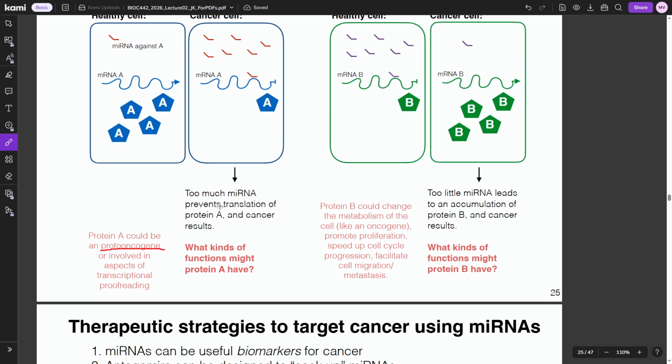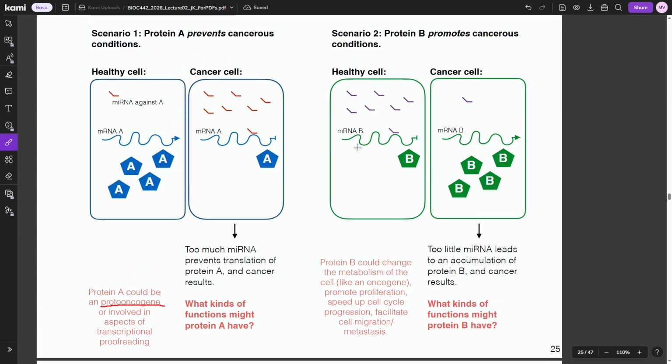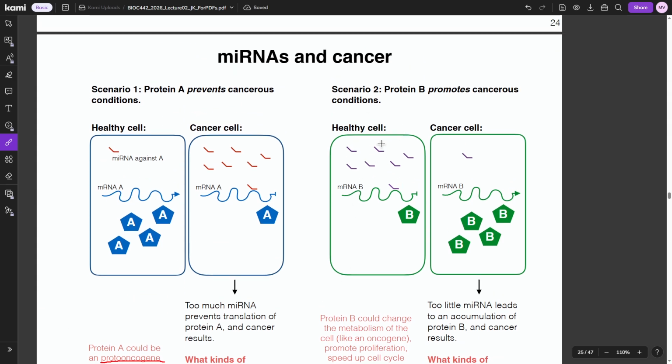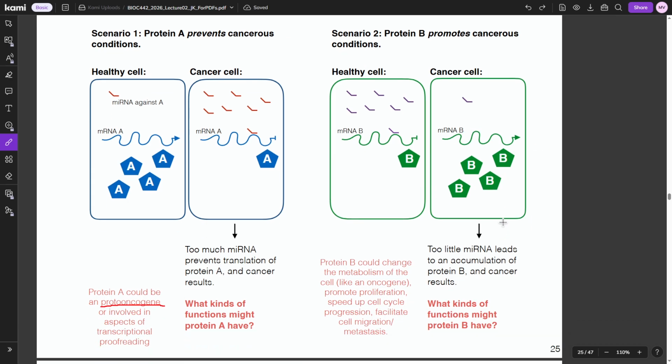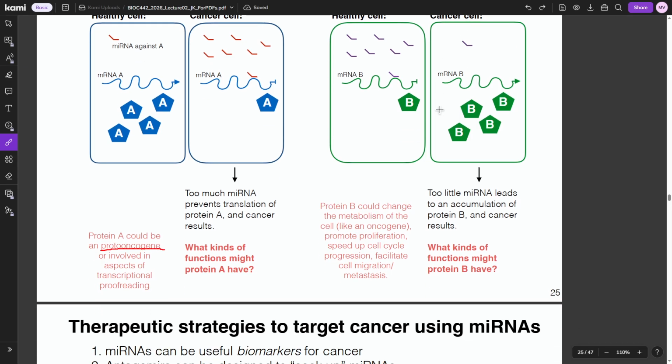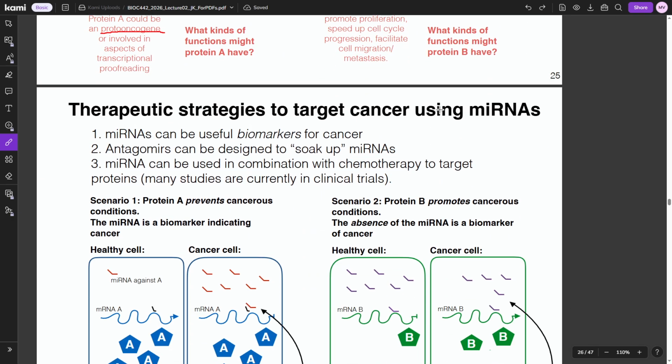So yeah. Protein B is the opposite here. If we see healthy cells, they don't have a lot of B, but cancer cells have a lot of B. So that means this is probably acting as a proto-oncogene, probably promotes cell growth and division. So the cancer cell has found a way of repressing this microRNA from being produced. So yeah.